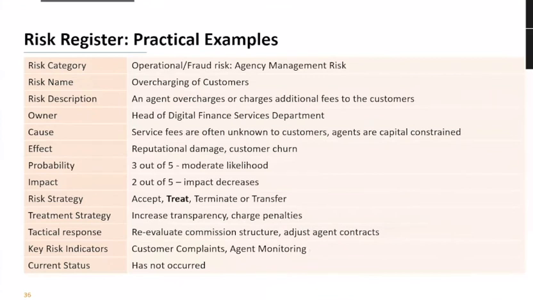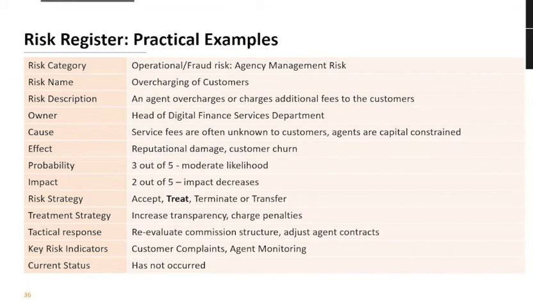Another example, an operational risk example, and you can see the risk register for that example is agency management risk. So the risk name is overcharging of customers. We have a partnership with a mobile agency app. However, our agents are overcharging our customers. So the short description is: an agent overcharges or charges additional fees to customers.